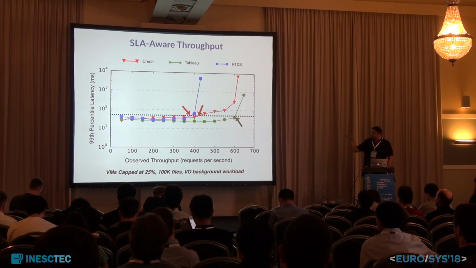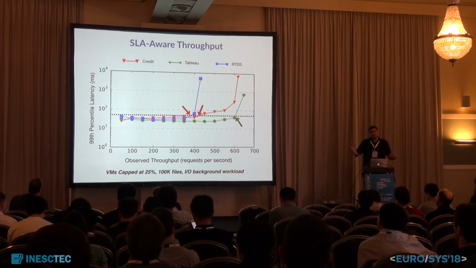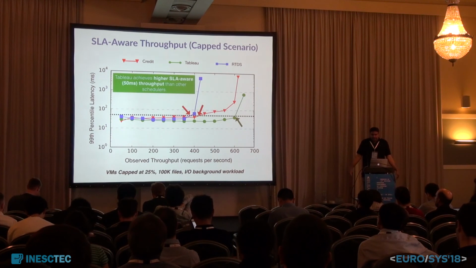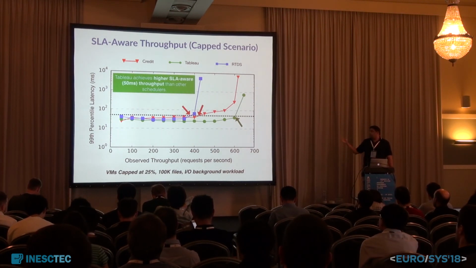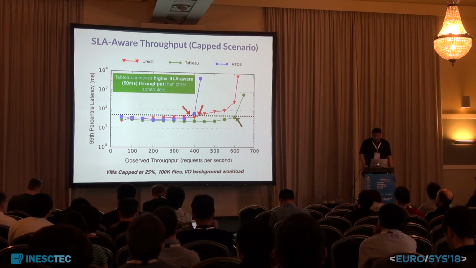On the other hand, if we draw a horizontal line across, in this case at 50 milliseconds, what we get is what we term SLA-aware throughput. So what's the maximum throughput you can achieve given a bound on scheduling latency? And here we see again that Tableau achieves a much higher SLA-aware throughput than the other schedulers. Credit already at a 50 millisecond SLA is comparable in performance to RTDS.